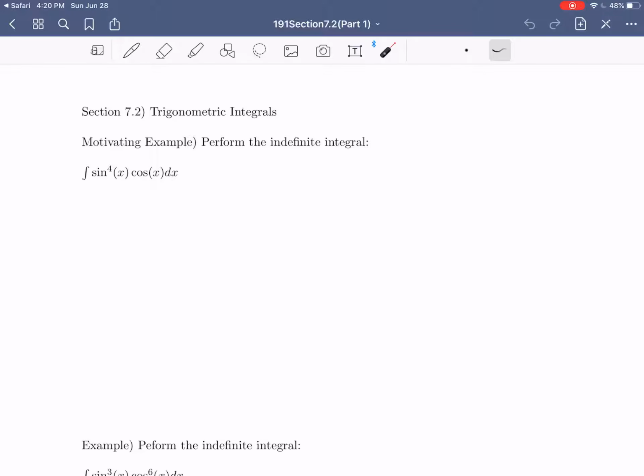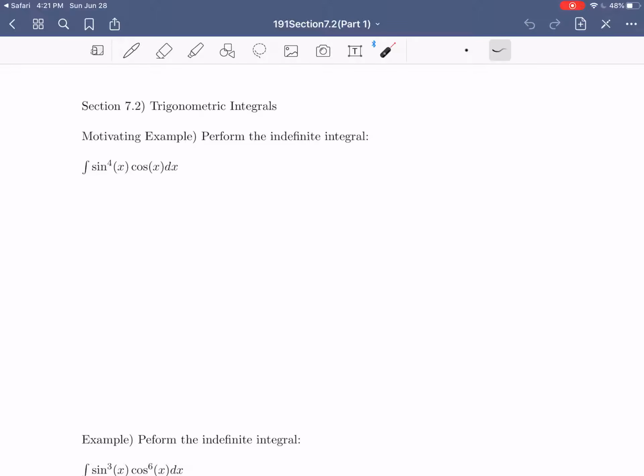In this section 7.2, I won't necessarily call this a single technique. We're not going to be learning just one technique here, but instead we're going to be learning some different approaches for different types of integrals that involve trigonometric functions. And these are pretty interesting in their own right, so we'll handle cases where we have products of sines and cosines, and then we'll talk about products of secants and tangents, and then we'll talk about some other miscellaneous cases.